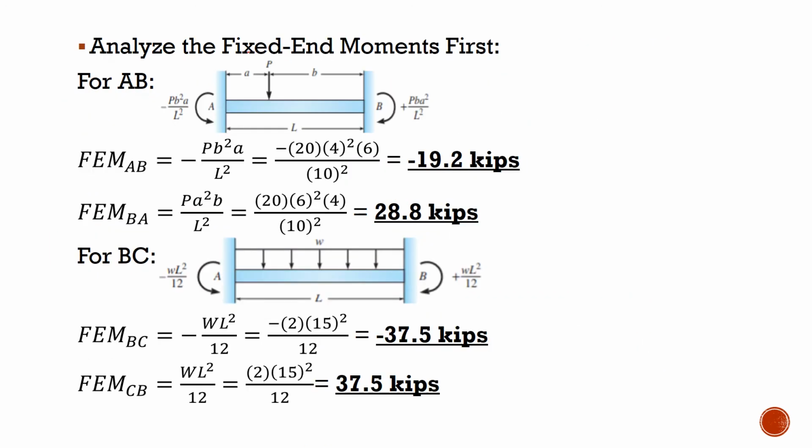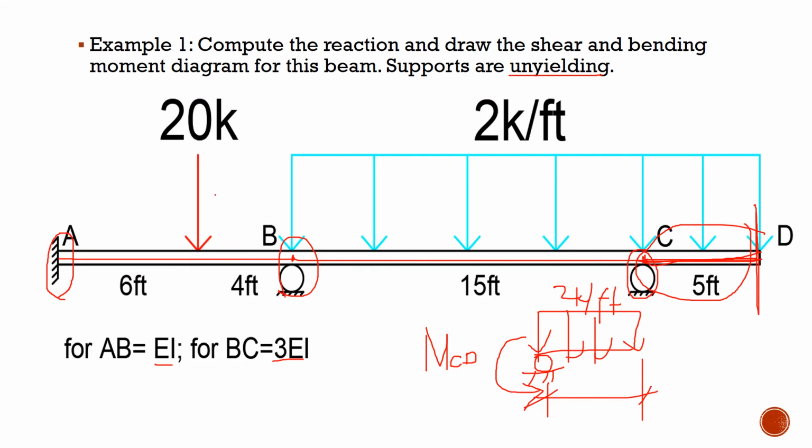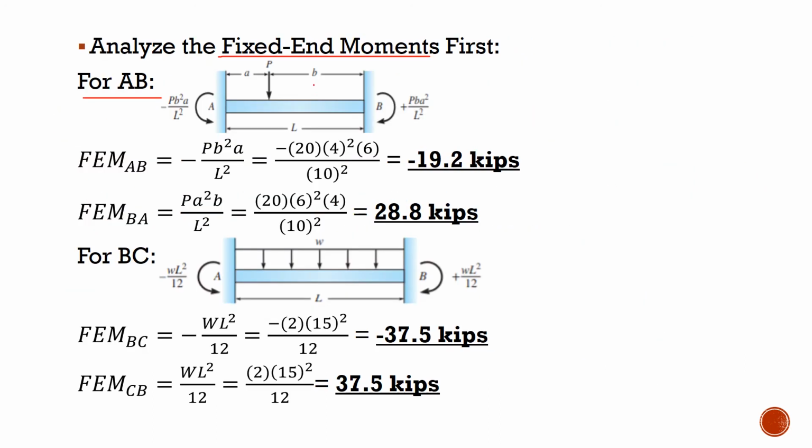So for analyzing the fixed end moments, first for segment AB. This is the type of loading. The load is 20 kips, not at the middle, so we have 6 on one side and 4 on the other. So P is 20 kips, CA is 6, CB is 4, and the length is 10.